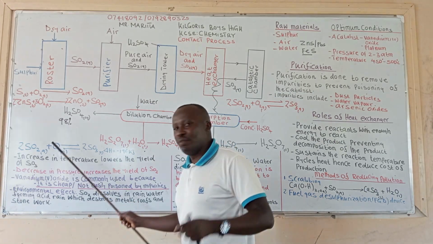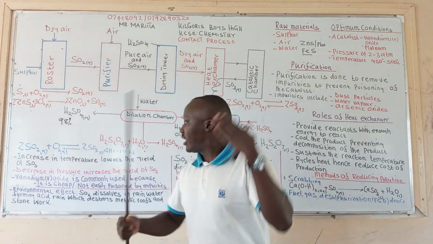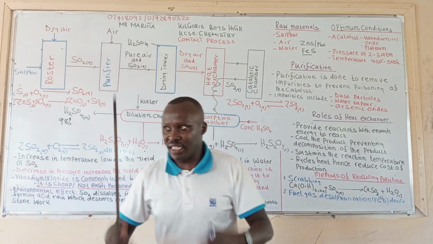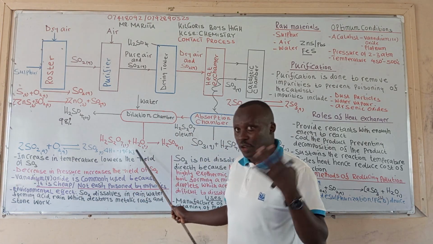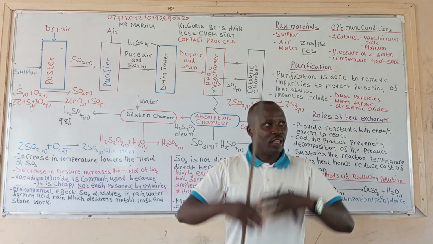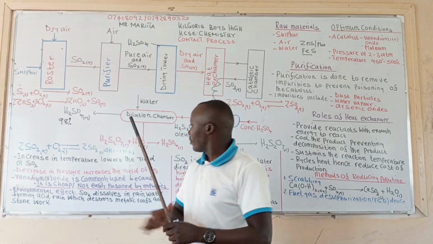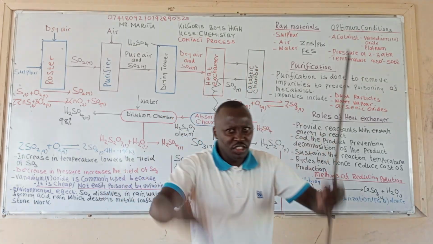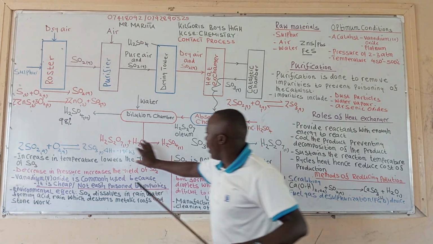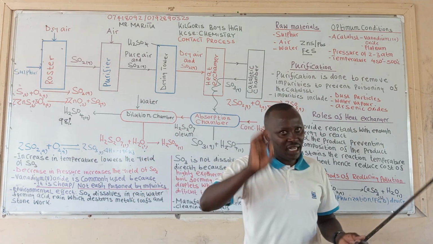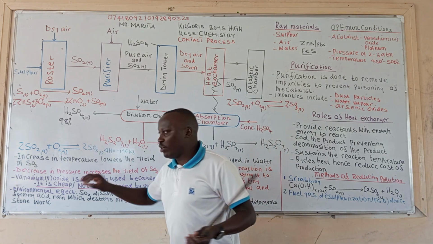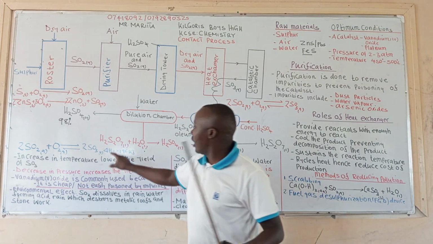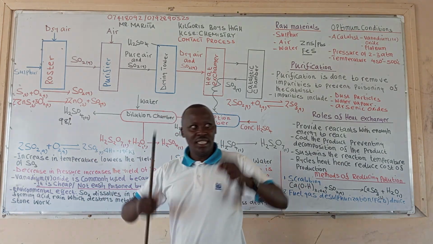In this case, you have been given this equation and you will be asked to state what will happen if the temperature is increased or decreased. State what will happen in this equilibrium if the pressure is increased or decreased. What will happen if oxygen is added to this equilibrium? Those are some of the questions you are expecting from this part of the reaction which takes place in the catalytic chamber. For instance, what will happen to the product, sulfur 6 oxide, if there is an increase in temperature?